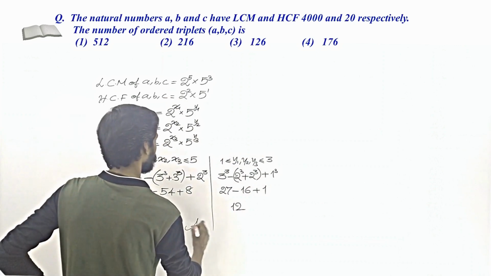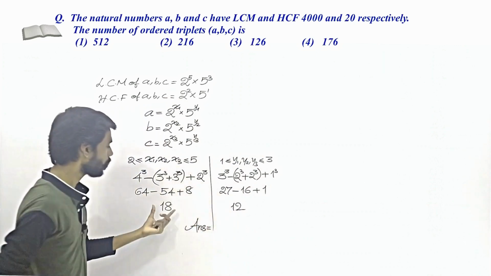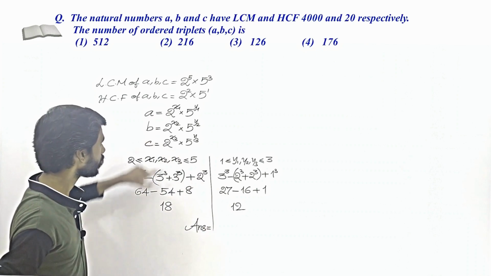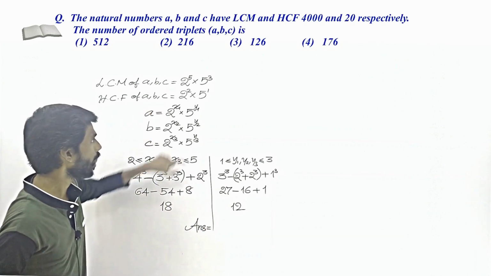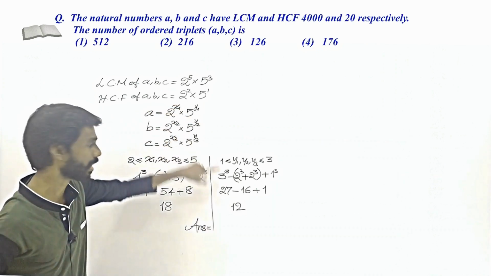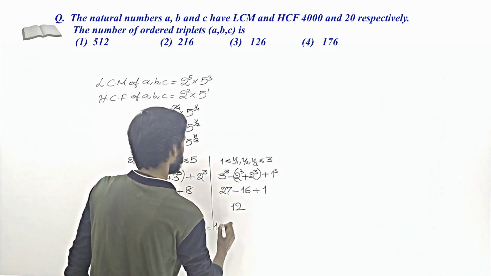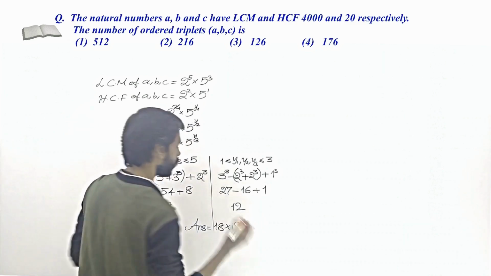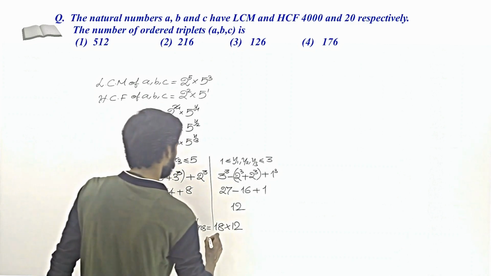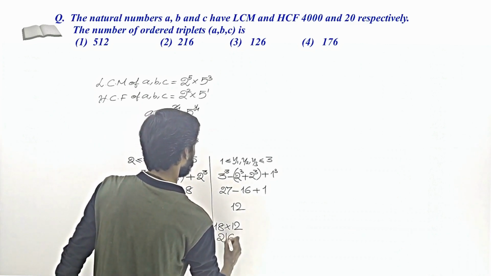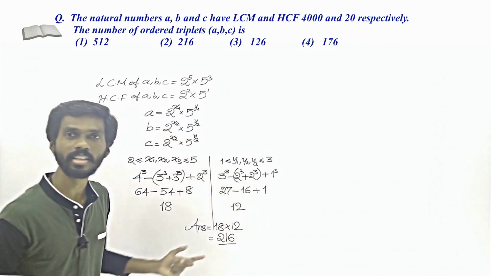Now our required answer must be, the number of ways in which the x variables can be assigned values, that is 18, and the number of ways in which y1, y2, y3 can be selected is 12. So the total number of ways here is 18 multiplied by 12, total number of combinations. So this value will be equal to 216. So that's it. That is the answer to the question.